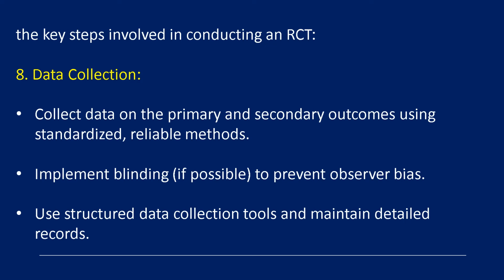Eighth step in an RCT is data collection. Collect data on the primary and secondary outcomes using standardized and reliable methods. Implement blinding if possible to prevent observer bias. Use structured data collection tools and maintain detailed records. These are the measures to be followed during data collection.